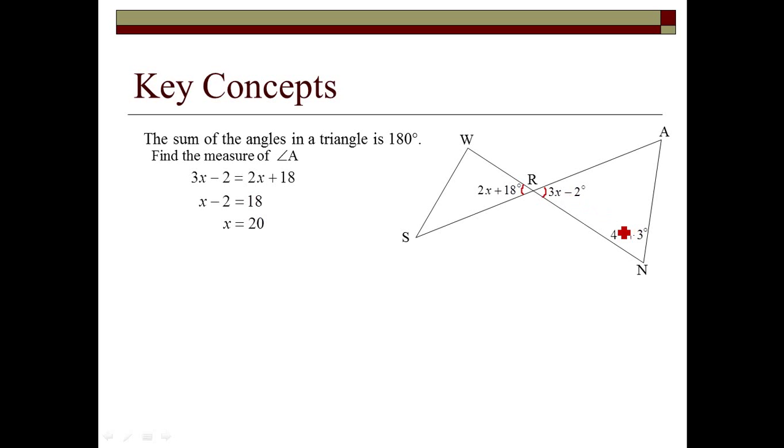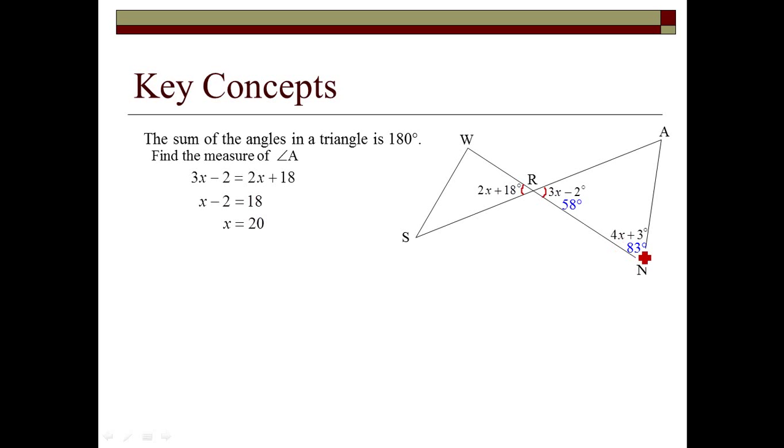Now, don't rely on what the picture looks like. Your answers may not match the picture. That's really common. They're not necessarily drawn to scale. So I'm going to plug in 20. I get 60 minus 2. That makes this angle 58 degrees. When I plug in 20 here, I get 80 plus 3. That angle is 83.